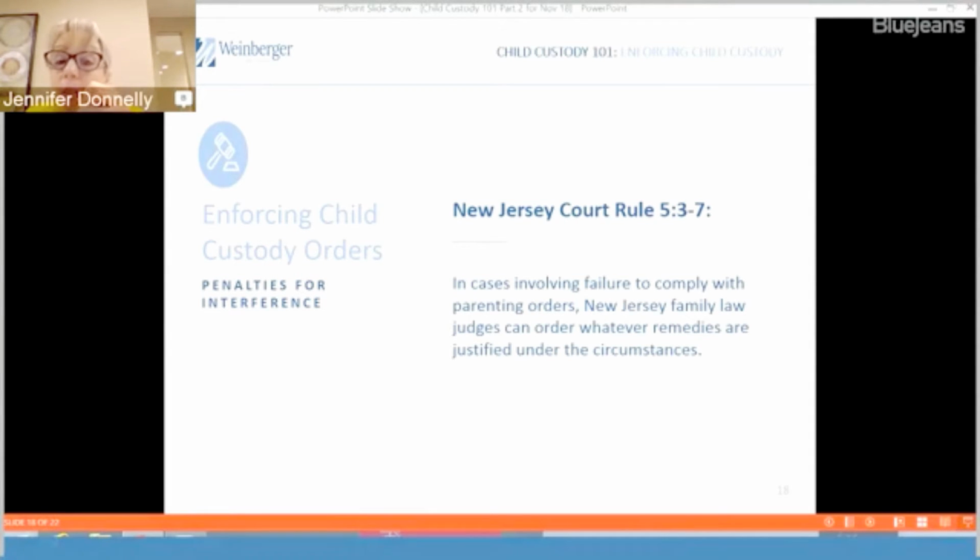Talking about those penalties for interference, there is a court rule. You can see the citation there, 5:3-7. In cases involving failure to comply with parenting orders, New Jersey family law judges can order whatever remedies are justified under the circumstances. Wow, that's pretty broad, right? That gives New Jersey family courts really a lot of strength and latitude to do what they will if they see a parent interfering or failing to comply with parenting orders.